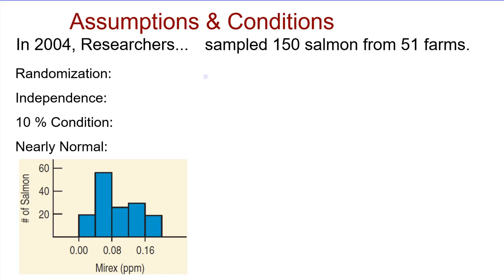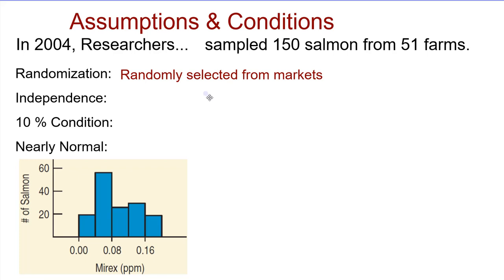They sampled 150 salmon from 51 different farms. So is this a random sample? Well, we are randomly sampling from all these different farms, so it should be a random sample, which means it should be representative of all the salmon that is being produced in that region or the salmon that you would find in the market. So that should be good.